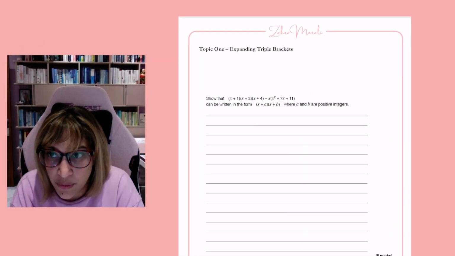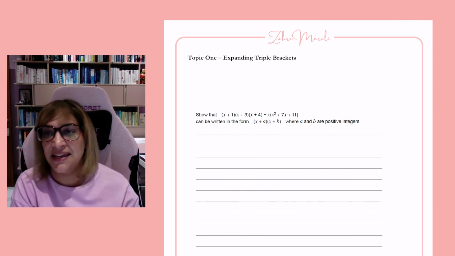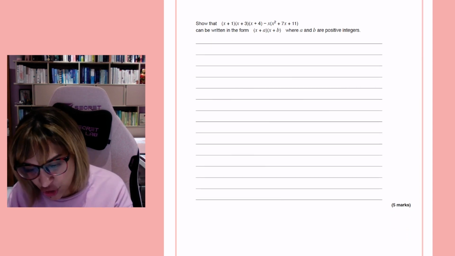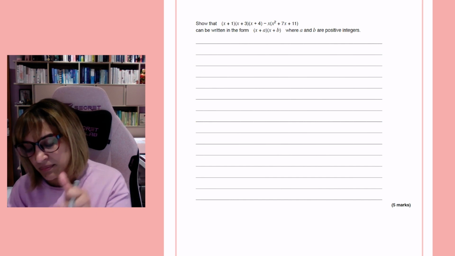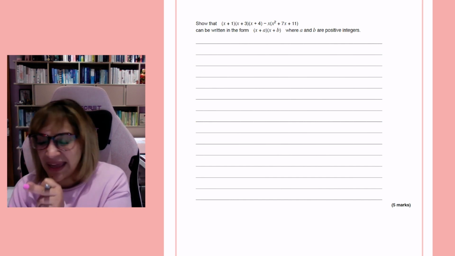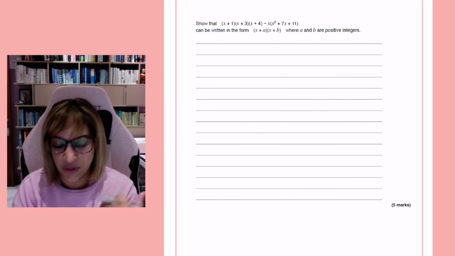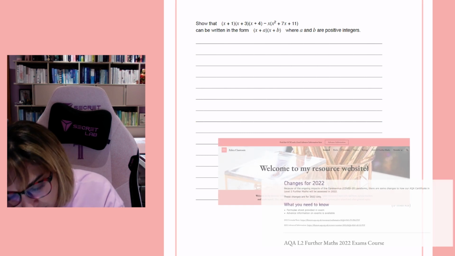Expanding triple brackets. The easiest way to show you this is actually to just take an example. So here's an exam question. You've got to show that we've got a triple bracket minus another x multiplied by a quadratic, and then we're going to have to factorize it afterwards.